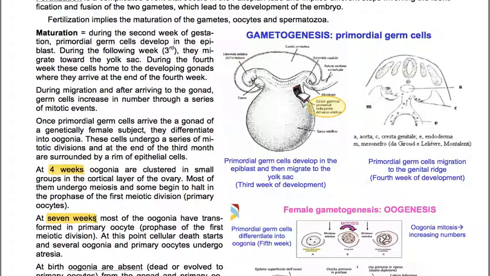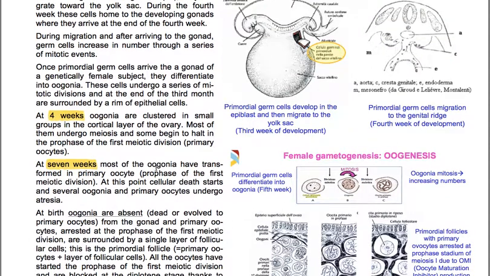At this point, cellular death starts, and several oogonia and primary oocytes undergo atresia. In the first 7 weeks, most oogonia have transformed into primary oocytes. At birth, oogonia are absent, dead or evolved to primary oocytes.